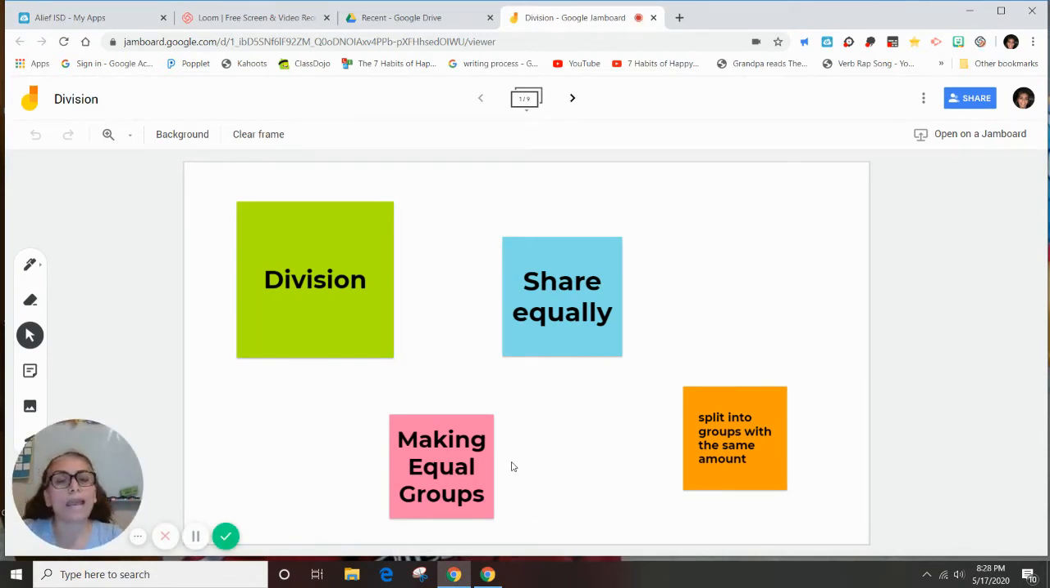When I divide, I want to make equal groups. I want to share equally. It is important, just as in multiplication, when we said it was like a repeated addition. In division, I'm going to repeat the same numbers, but it's going to be a repeated subtraction. And then I'm going to split into equal groups the same amount of items, or the things that I want to divide. Okay, let's go ahead.